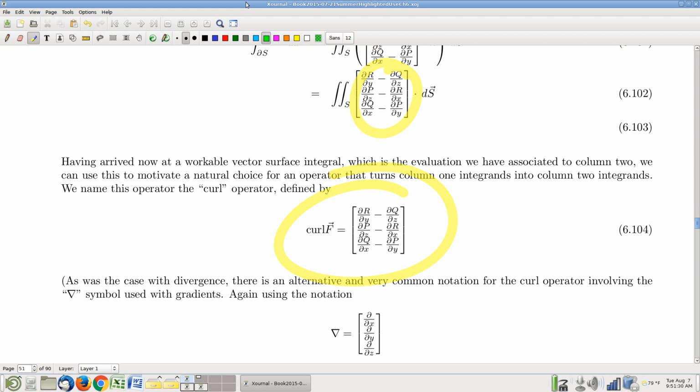Again, it's kind of vaguely reasonable as a terminology. I mean, curl suggests how much is the fluid kind of?